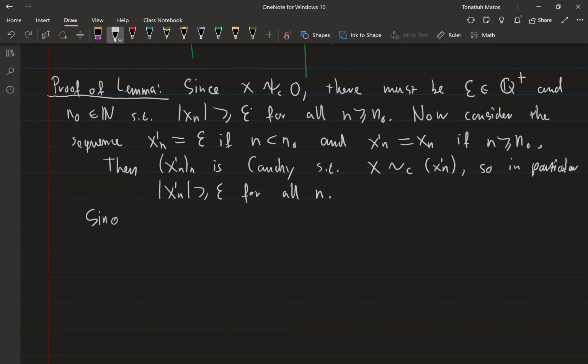So since in particular xn' is never 0 because I isolated, right? I removed that possibility. Well, we can just consider the sequence yn to be 1 over xn', as you might expect. Is well defined, I guess, or makes sense. So that's a sequence of rational numbers, and it is Cauchy.